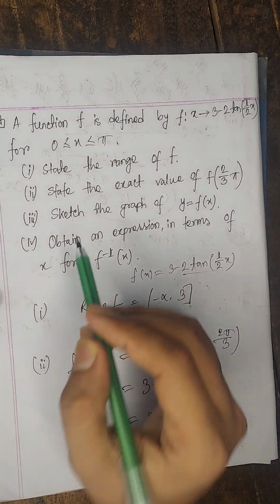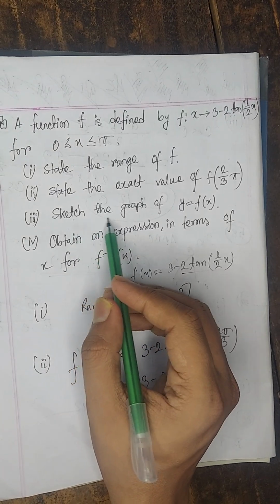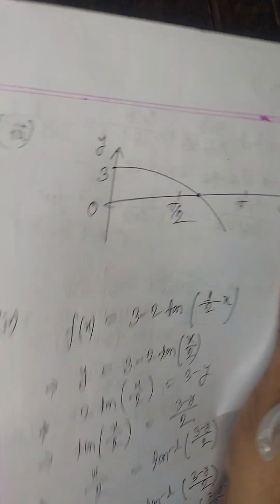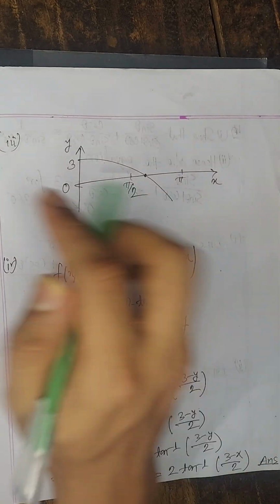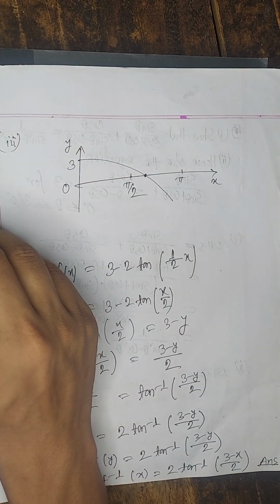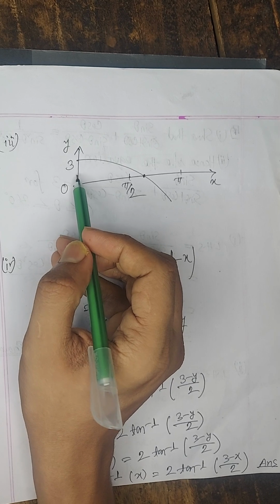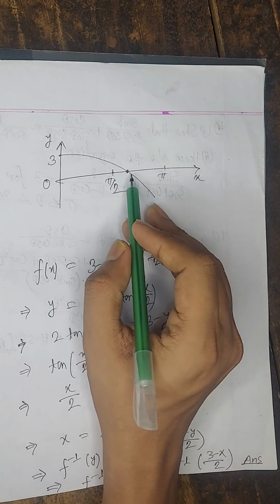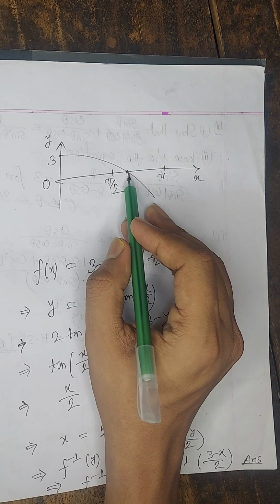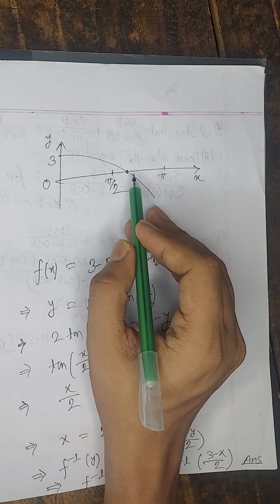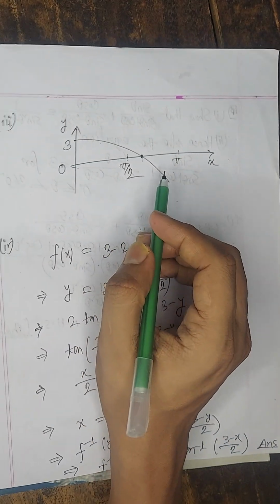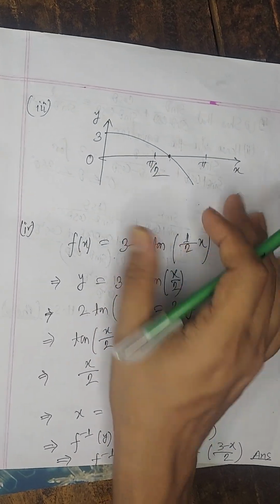Now the third part, we have to sketch the graph of this function. How can we sketch this? We know that for the minimum value of x, the maximum value of f will be 3, right? And the minimum value will be minus infinity, and at this point the value of f will be 0. So that's how we get a graph like this.